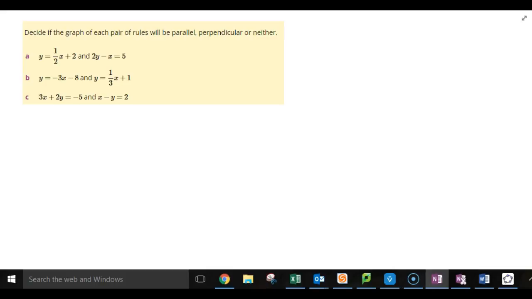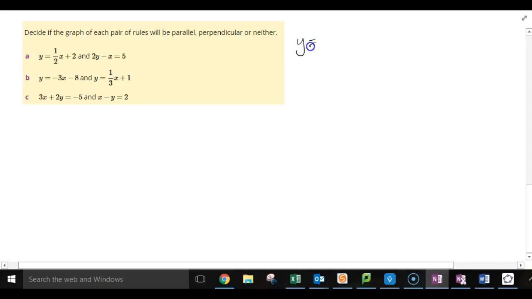So it gives you a set of 2 lines, and it says, are they parallel, perpendicular, or neither? Basically, if they're parallel, they have the same gradient. If it's perpendicular, one will be the negative reciprocal of the other. And if it's neither of those things, then the lines are neither parallel nor perpendicular. So let's have a look at the first pair.